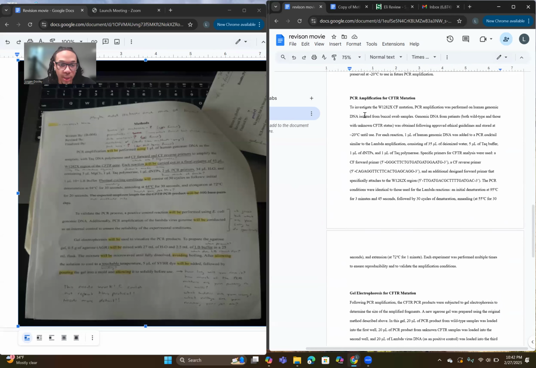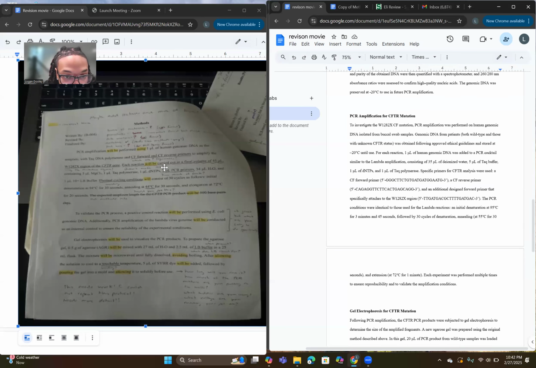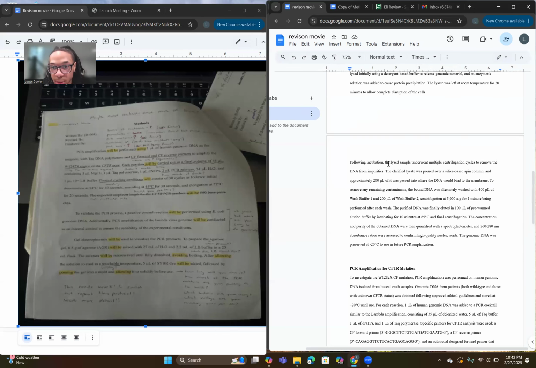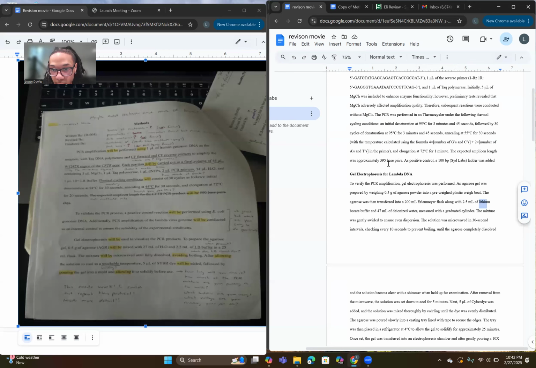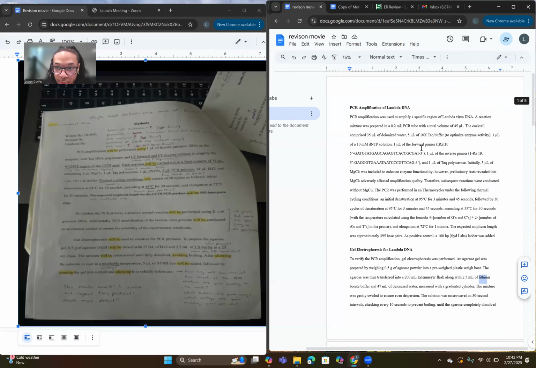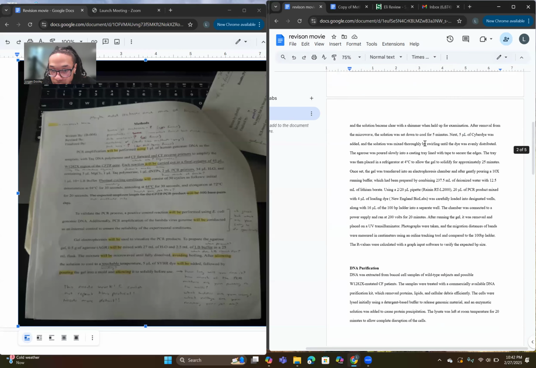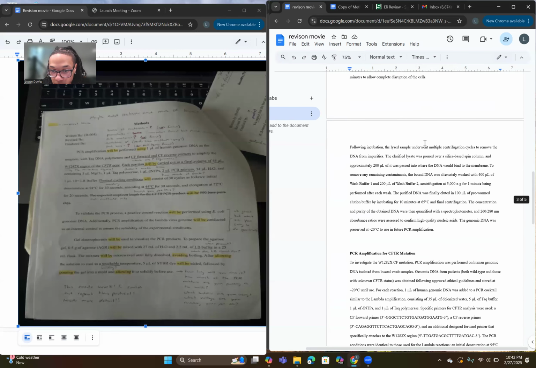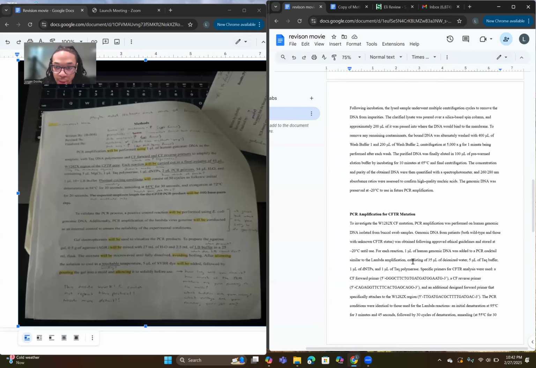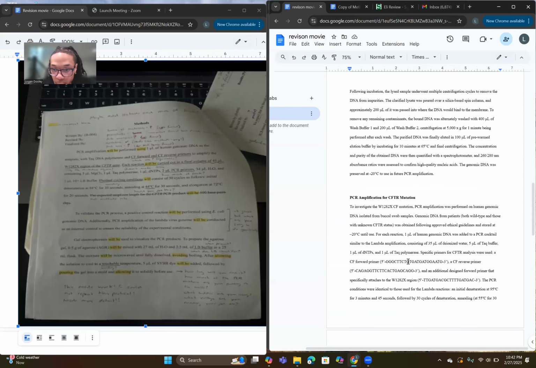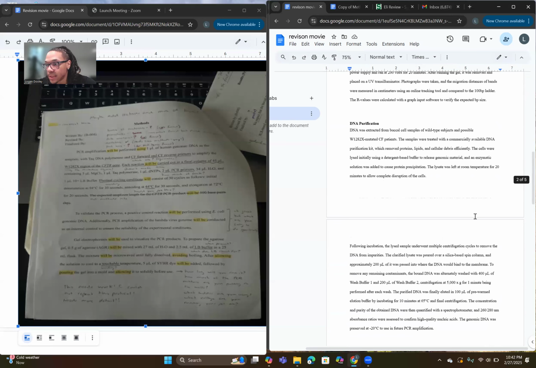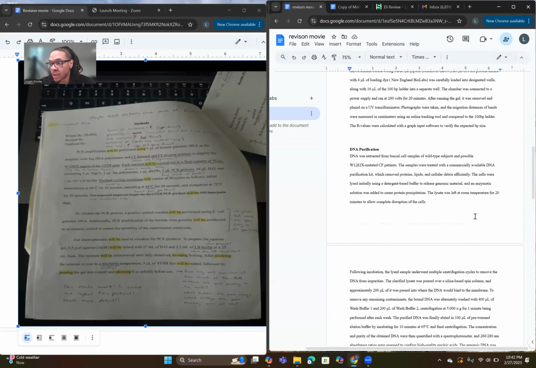There was another question of what were our sequences. I believe right here, yep, was our sequences. And I added the sequences. So right here we have the forward primer and the reverse primer. That was for the lambda. And then for the CFTR mutation, we have the forward primer, reverse primer, and then this is the design primer. So I made sure to give the specific sequences.